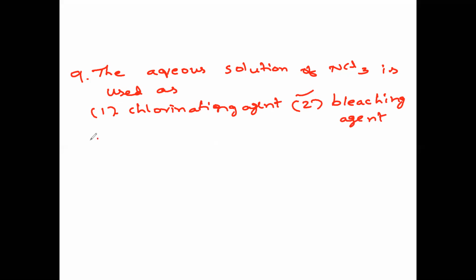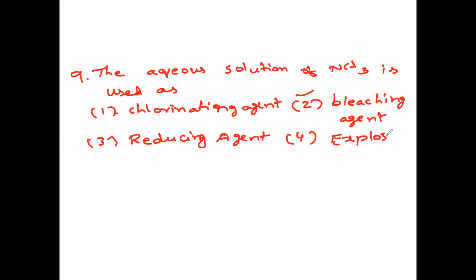And the third option is reducing agent, and the fourth option is explosive. So the answer is bleaching agent because from NCl3 you will get nascent chlorine, which is just one chlorine atom and is highly reactive. So it can attack the coloring matter and make it colorless. Next question.